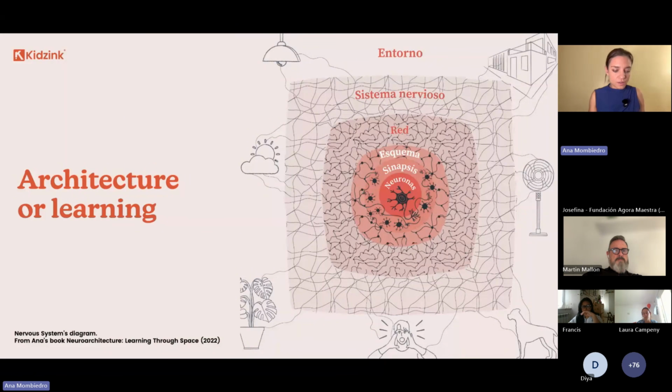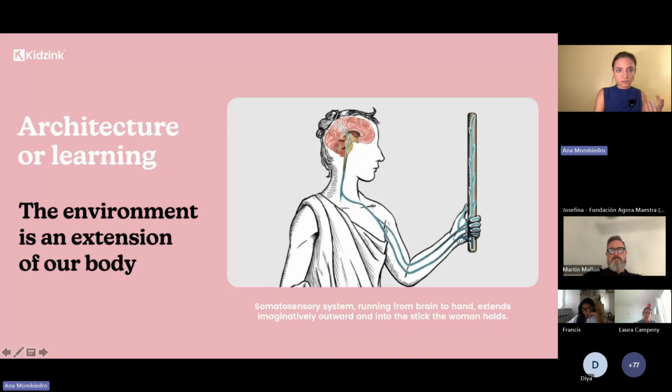And actually, this neuronal network that we've got, defining our body and the way we behave, is connected to the environment. It has to be connected to the environment, because if we remove the environment from the body, our nervous system is not going to work. And that's why we call this the architecture of learning. And what happens is that the environment is an extension of our body.